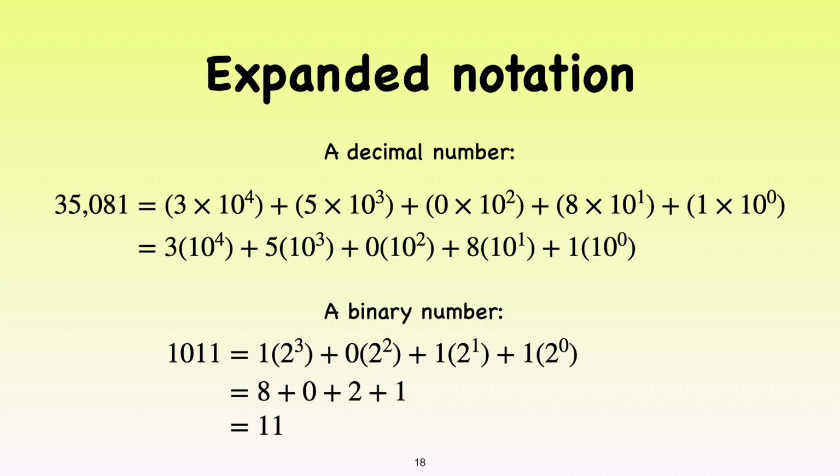Binary works in a similar manner. Under the row with the powers of 2, I have written the decimal number equivalent to that power of 2. So you can see that 1011 in binary is 1 times 2 to the third plus 0 times 2 squared plus 1 times 2 to the first plus 1 times 2 to the 0th power. That adds up to 8 plus 0 plus 2 plus 1, which is 11 in decimal.